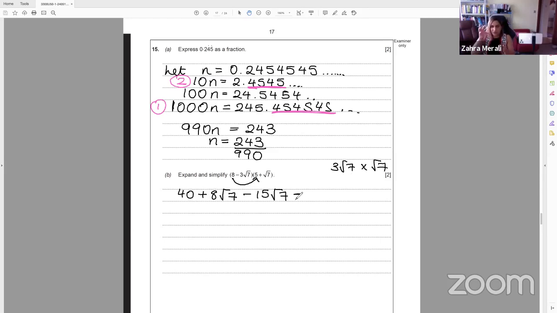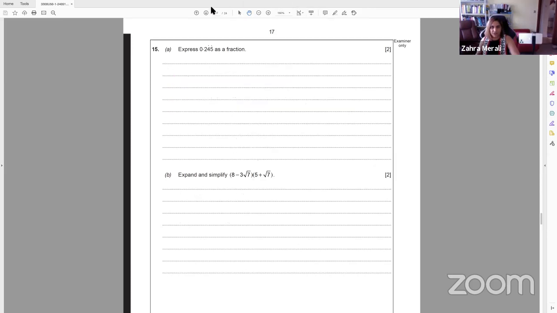So root times a root is always itself. So root 7 times root 7 is 7. Root 100 times root 100 would be 100. So it doesn't matter. So we get 7, and then we're timesing it by the 3 to give us 21. 40 minus 21, so 40 minus 20 is 20, minus the additional 1 is going to give us 19. And then we've got 8 minus 15 to give us minus 7 root 7. So that's question 50.